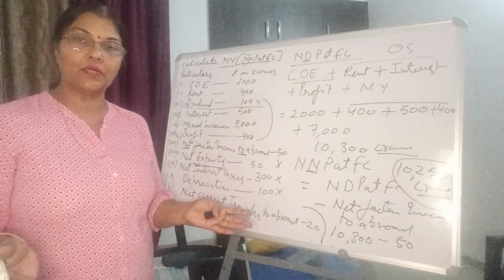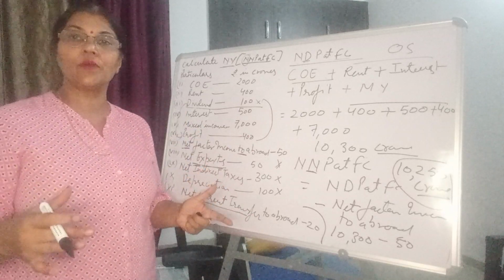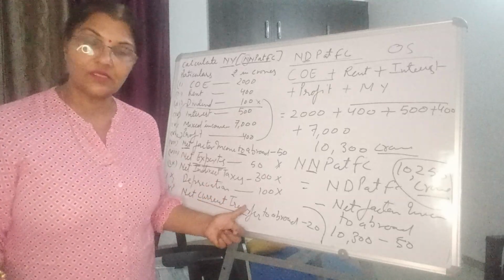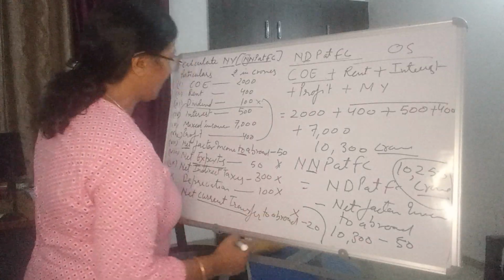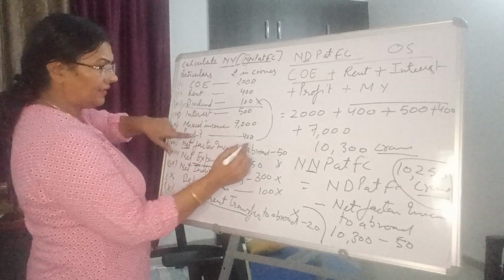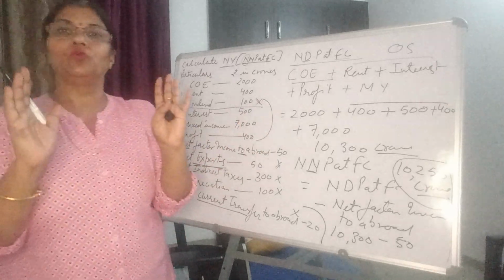We are not supposed to touch current transfers or capital transfers because these transfer incomes do not add to the current flow of goods and services. So they are never added. So this is also extra. Dividend is also extra because dividend is already included in profit. So you are not supposed to get confused.